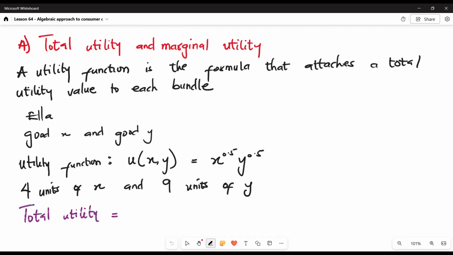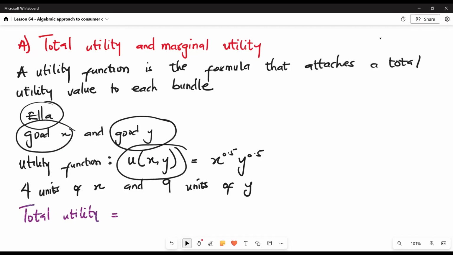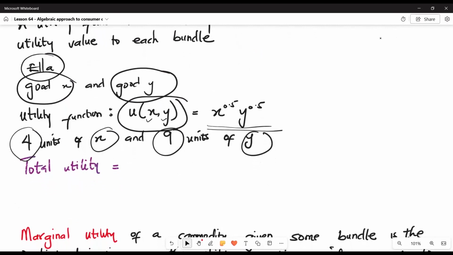Let's consider a consumer named Ella who consumes two goods, X and Y. So Ella's utility function, which is U as a function of good X and good Y, can be represented as this. Ella also consumes 4 units of good X and 9 units of good Y. So given this information, we can calculate Ella's total utility.